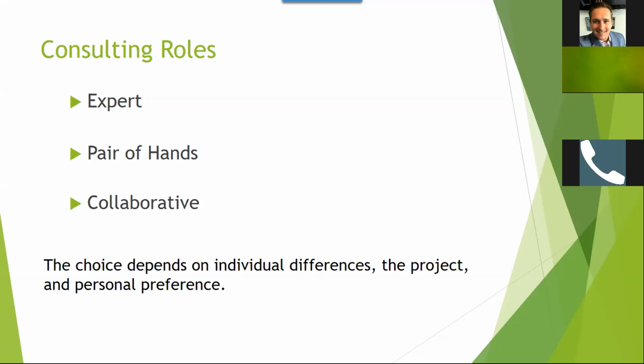So the third type is a collaborative approach. When we have a collaborative role with faculty, we enter into a relationship where there is that 50-50% shared responsibility for the quality of the work and the outcome. Problem solving is a joint undertaking with the collaborative role. Equal attention is made to both the technical issues and the human interactions in dealing with those technical issues, of course, development. So there's not just the technical side, there's also the human interaction side where we're building and maintaining that relationship and dealing with the concerns and fears. So the choice really depends on individual differences, the project, and personal preference.